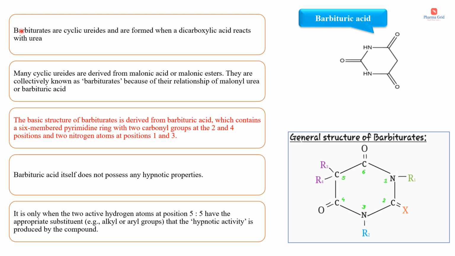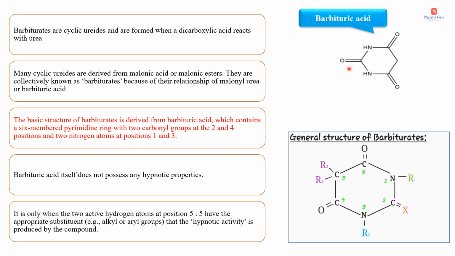Barbiturates are cyclic ureides and are formed when a dicarboxylic acid reacts with a urea. Many cyclic ureides are derived from malonic acid or malonic esters. They are collectively known as barbiturates because of their relationship to malonyl urea or barbituric acid. The basic structure of barbiturates is derived from barbituric acid, which contains a six-membered pyrimidine ring with two carbonyl groups at the 2 and 4 positions and two nitrogen atoms at positions 1 and 3.